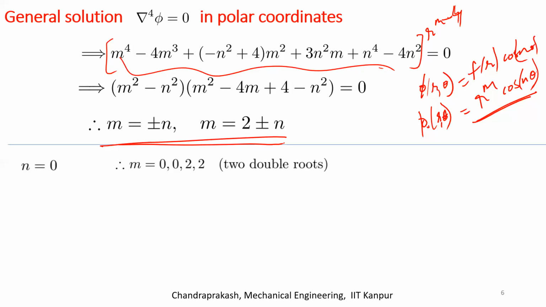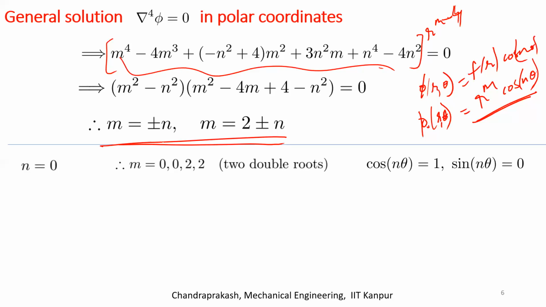And in either case, you will see you have double roots. For example, when n is equal to 0, you get the value of m as 0 and 0. And likewise, in the second case, you get the value of m as 2 and 2. So these are double roots. So you know what happens from that previous problem that we solved when you have double roots.